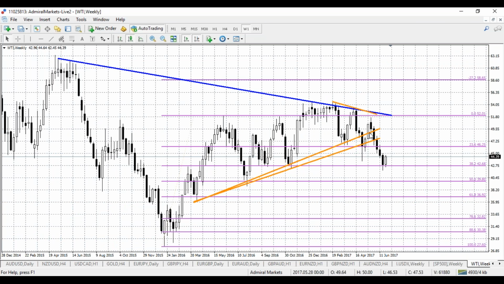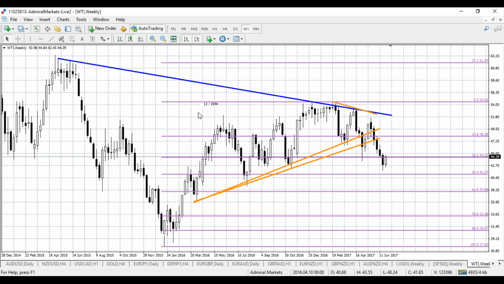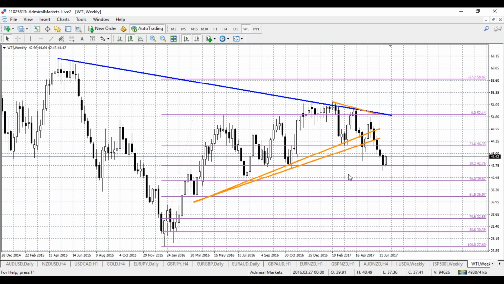Oil has broken through support, fallen down to the 38.2 fib. Could be using that as support. Is already doing that right now. But generally speaking, this could be just a pullback for one more push down to the 50 fib at close to 40, just below 40.